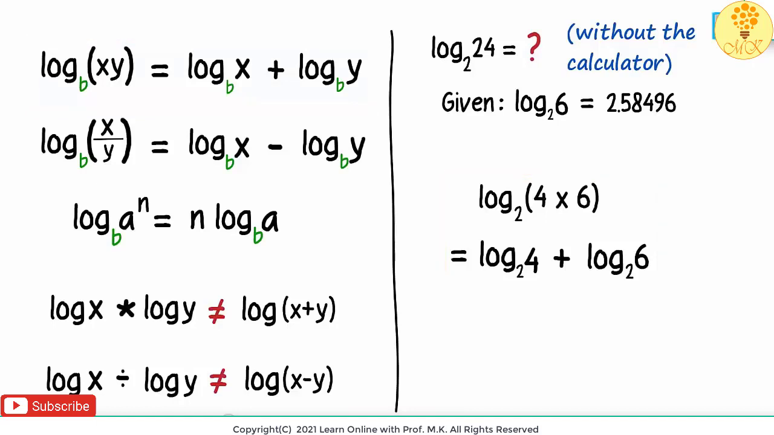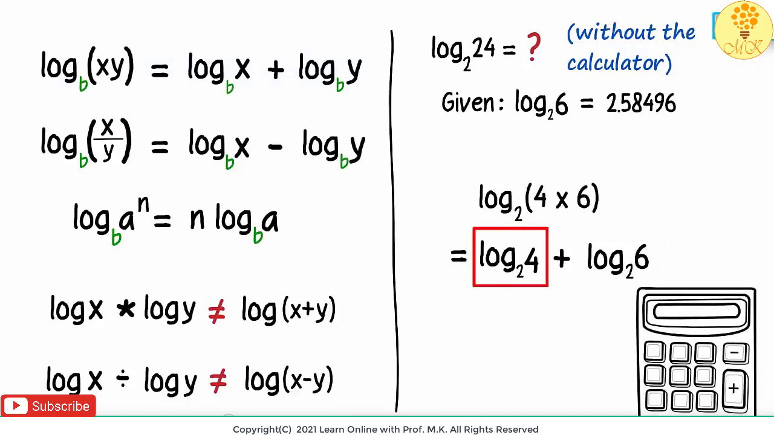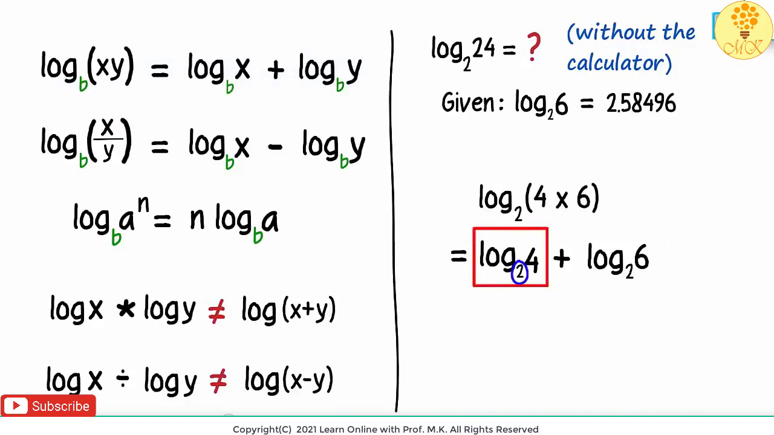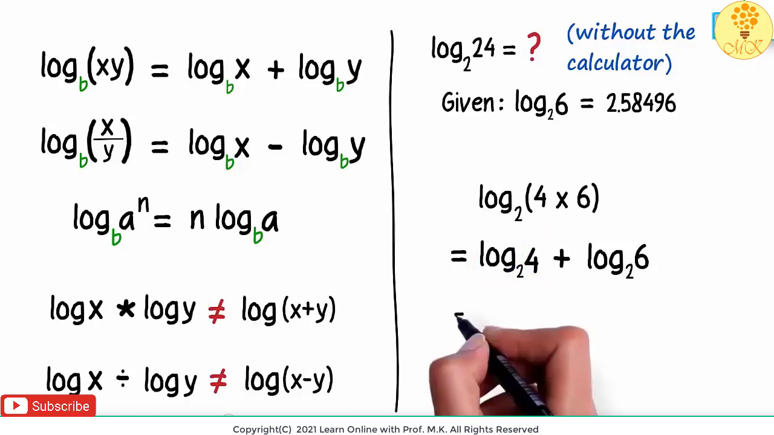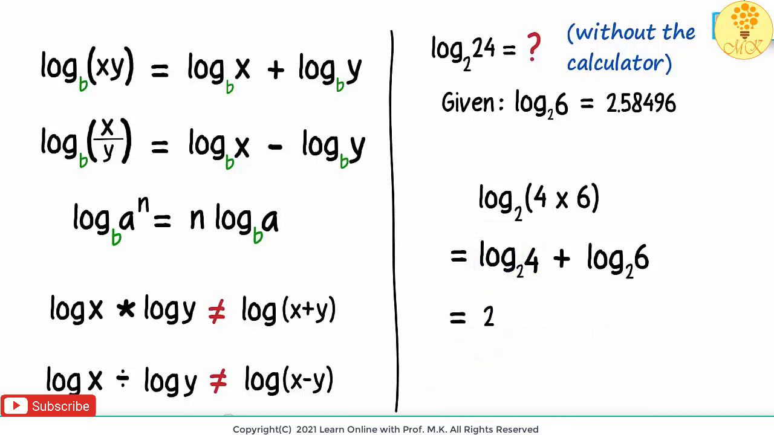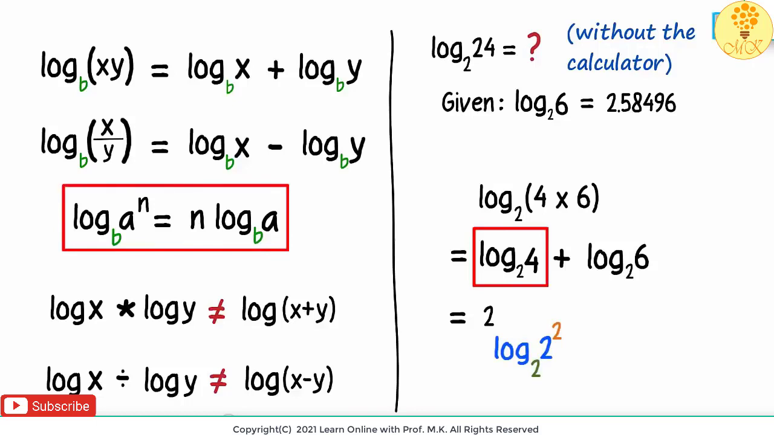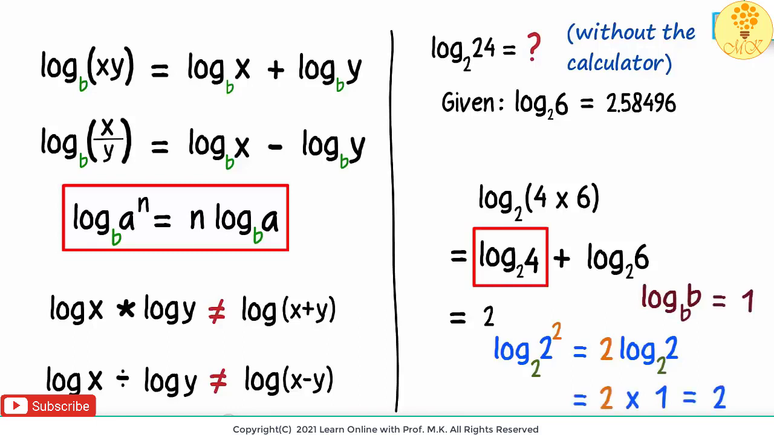We have been given the value of this term, but what about this one? Do we need the calculator for this? This just asks us, 2 raised to what will give us 4? And the answer is 2. There was another way in which we could have solved for the first term. It can be written as log of 2 squared to the base 2. Applying the third rule, we can write this as 2 times log of 2 to the base 2. And we know that log of b to the base b equals 1. And 2 times 1 is 2. No matter what rule or property you apply, you will get the same answer.